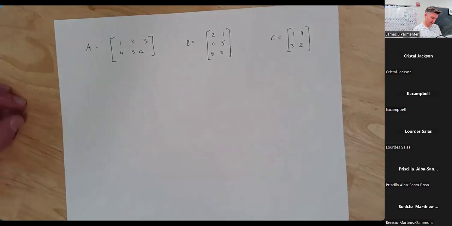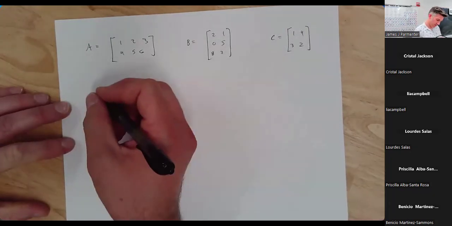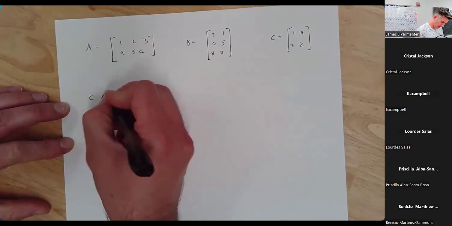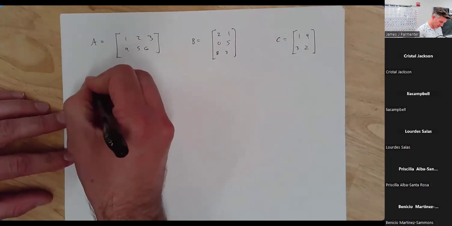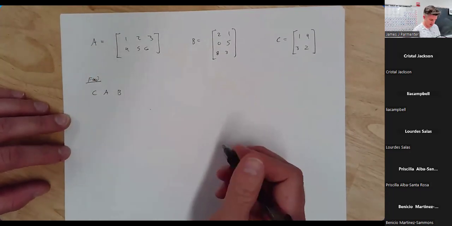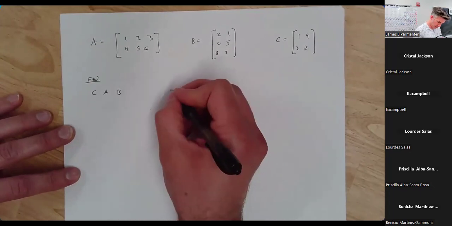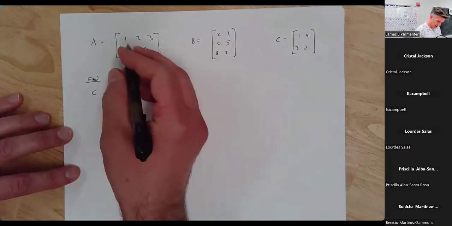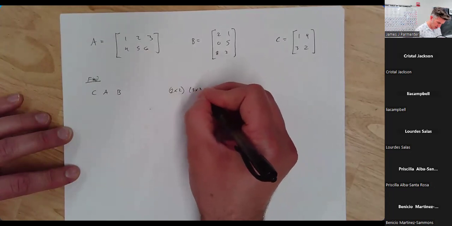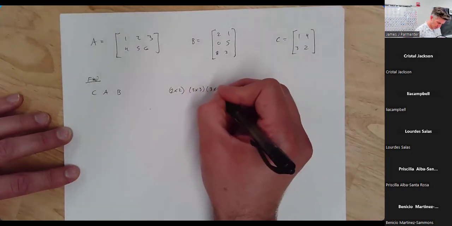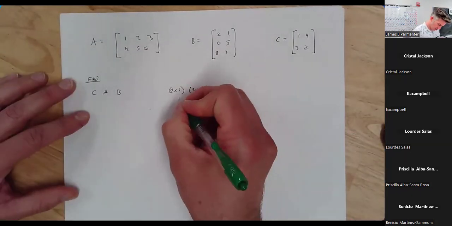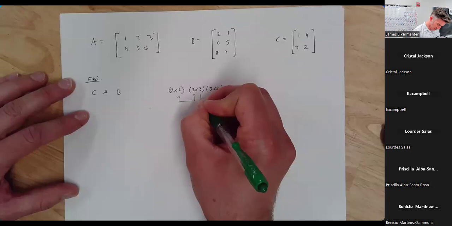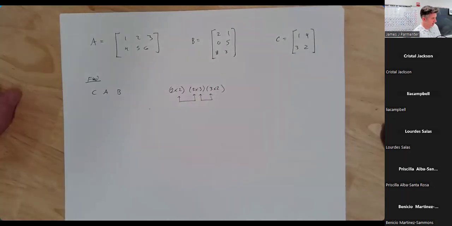So let's say we want to find C times A times B. First of all, does it even exist? Let's see. C is a 2 by 2. A is a 2 by 3. And B is a 3 by 2. It's going to work out. All the inner dimensions match. The 2's match here. The 3's match here. And the resulting matrix is going to be a 2 by 2 matrix.